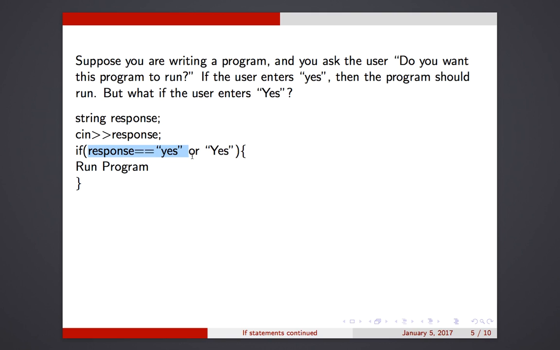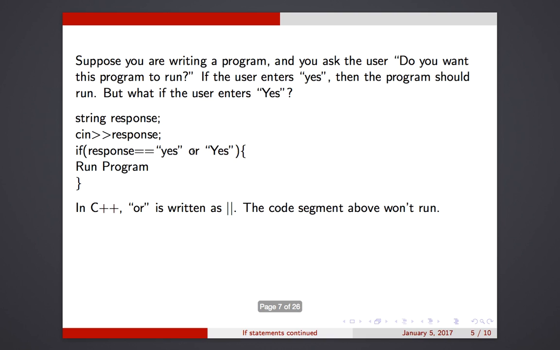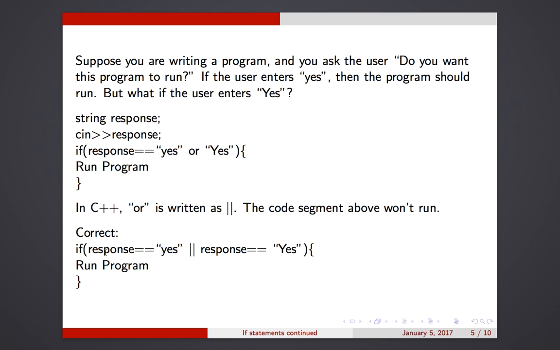The problem with this is that C++ does not recognize the word or. What it recognizes is vertical line, vertical line. That's how you say the word or in C++. So if you write this, then you of course have the right idea. That's what you're trying to get the program to do, but you have to speak the proper language. You have to speak C++, and unfortunately the word or is not a C++ word. So the way you would actually do the above is if response is lowercase yes or response is uppercase yes, then please run my program.